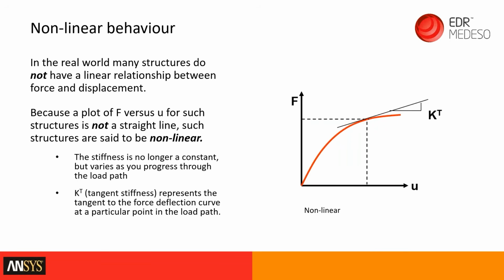Unfortunately, in the real world, many structures don't behave in a linear manner. They're what we call non-linear. So the stiffness changes depending on the amount of load or the deformation that takes place within the structure. The stiffness is no longer constant, and the stiffness at that point of the force displacement relationship we call the tangent stiffness.